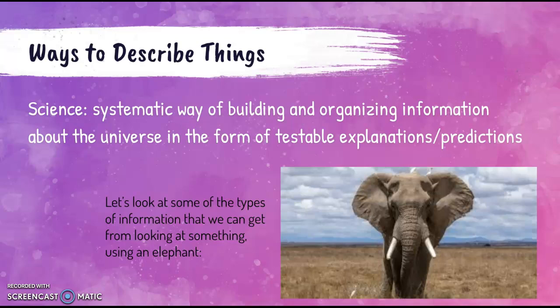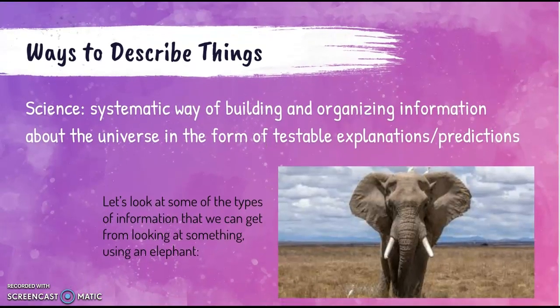So today we're talking about how to describe things. Why? Because science is a systematic way of building and organizing information about our universe. So we need to have it systematic so that we can all agree on what things are and how we're describing them. So for example, let's look at this African elephant. We can look at a bunch of different types of information that we can get from this African elephant.